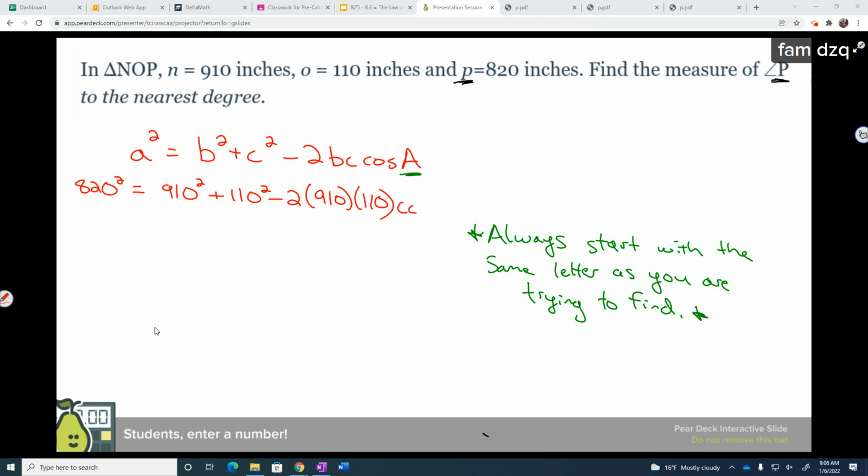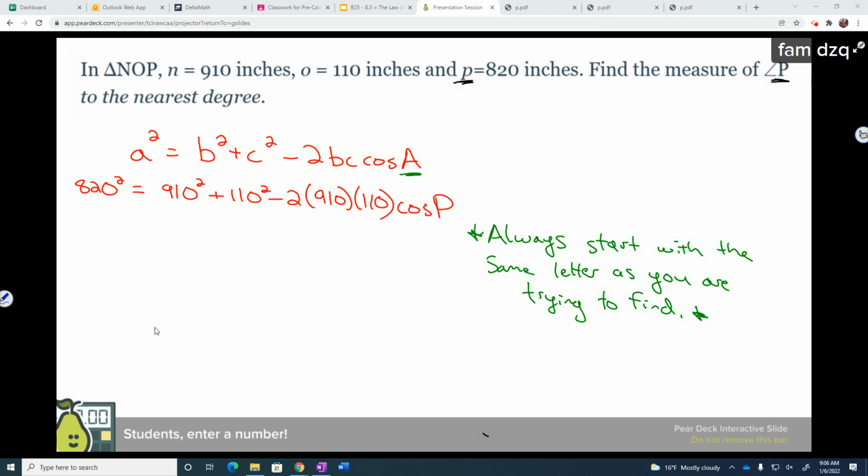And then cosine of big P. So hopefully the plugging in part is easy. Now, you could theoretically skip a step if you want to. If you wanted to skip a little bit of the writing out, what you could do in your calculator is just do 820 squared. This might make it a little bit easier.